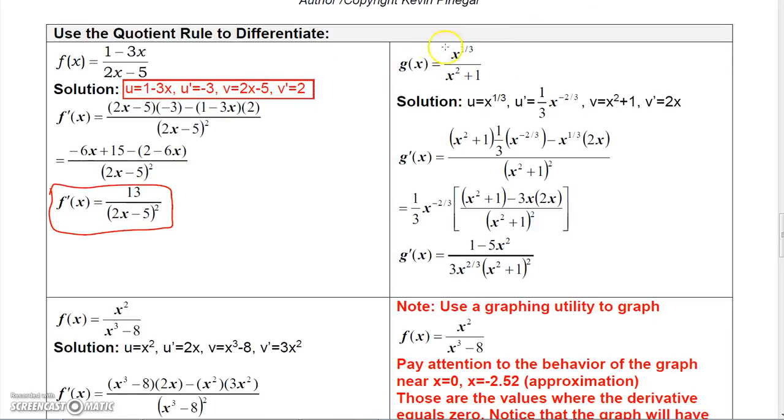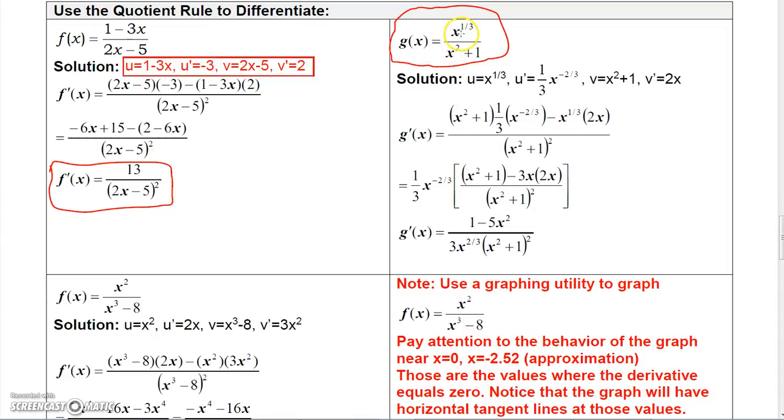Now, this other one's a little bit more complicated because in the numerator I don't have a polynomial, I have a radical function. X to the 1/3, of course, is the same as the cube root of x. So on this one, I'm going to say u is x to the 1/3, and you know that u prime is 1/3 x to the negative 2/3 using the simple power rule. And then v is the denominator, x squared plus 1, and v prime would simply be 2x.